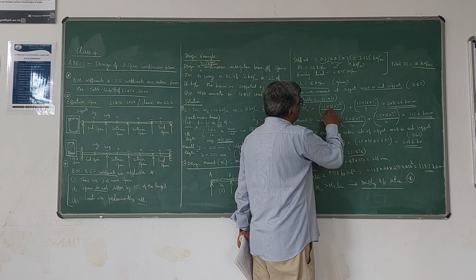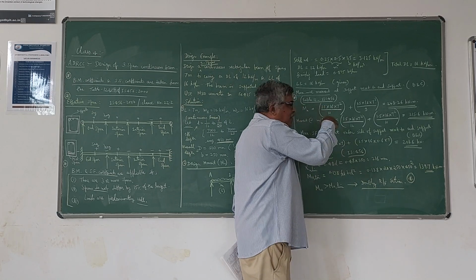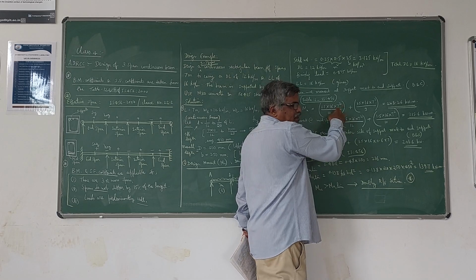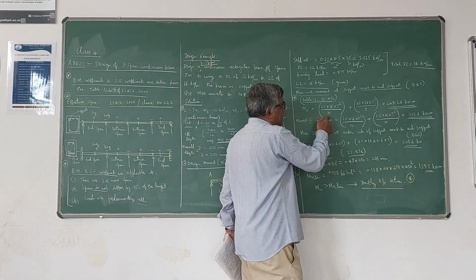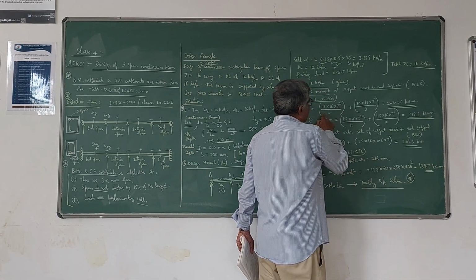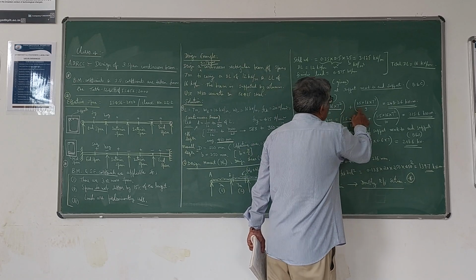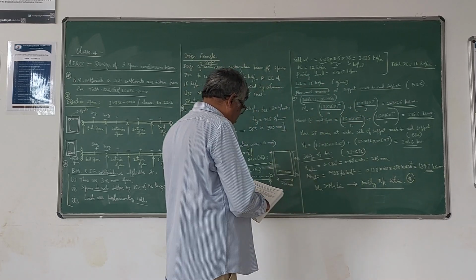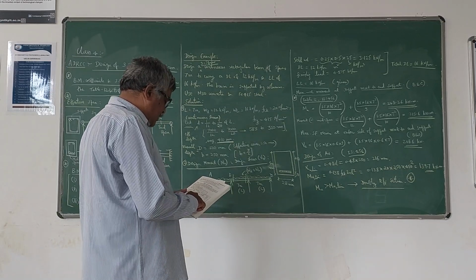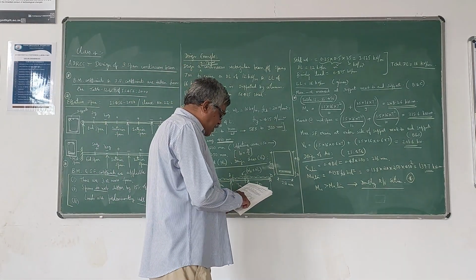it is 1.5 into 16, that is your factored load, into L square, which is 7 meters, 7 square, divided by 10. And this is due to dead load. This is due to imposed load. Due to imposed load, actually it is minus 1 by 9 that he has given, for not fixed imposed load. So minus 1 by 9.